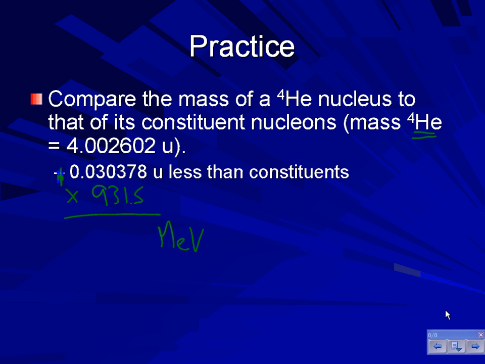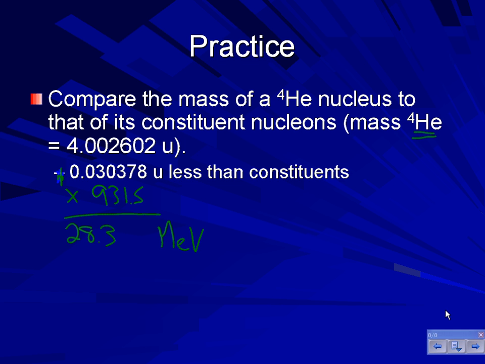You get it in joules? Right. So what did you get? 28.296345. How about 28? Okay. Now, 28.3, this is the binding energy of the entire nucleus. That's how much energy is holding that nucleus together.